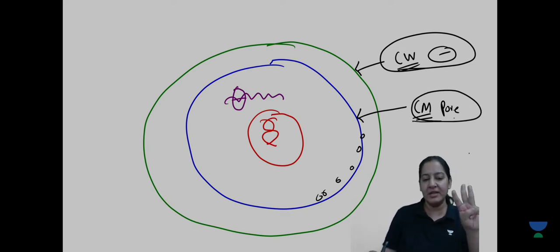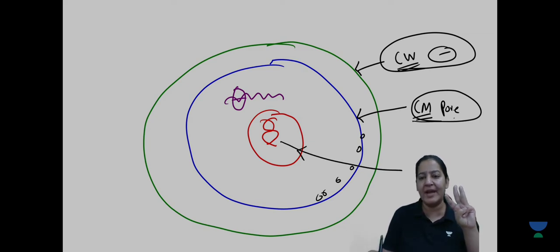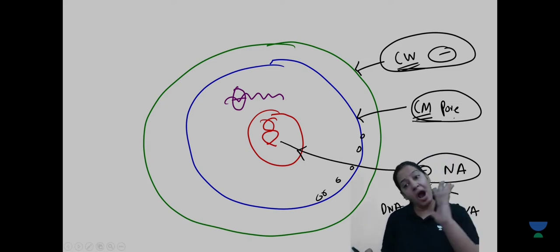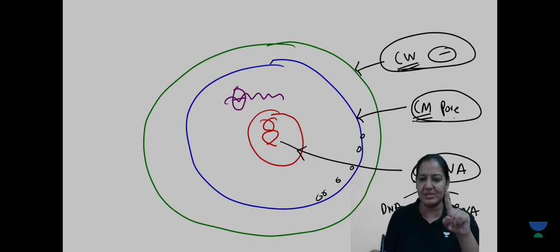Number two. Number three, there are some antibiotics which inhibit nucleic acid synthesis. Now there are two types. Nucleic acid can be DNA synthesis inhibitor, can be RNA synthesis inhibitor, because nucleic acid is of two types, right? So DNA synthesis inhibitor, RNA synthesis inhibitor. That is the first thing.